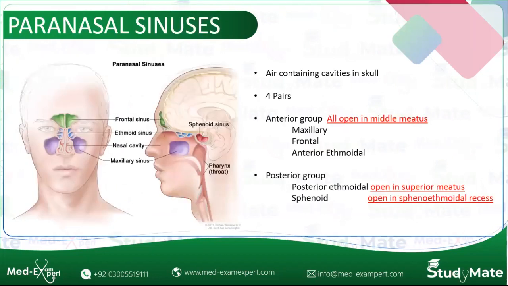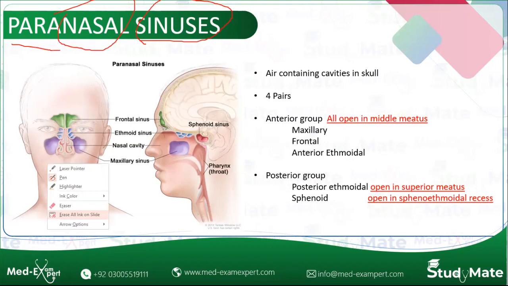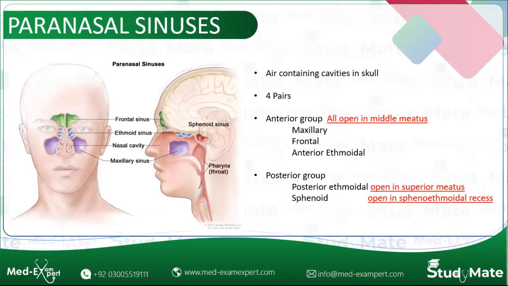Okay, so starting with the webinar, what do you understand by paranasal sinuses? Sinuses are basically air containing cavity, and paranasal means around the nose. So paranasal sinus means air containing cavity around the nose. We basically have four pairs of paranasal sinuses. They are further divided into anterior group and the posterior group.